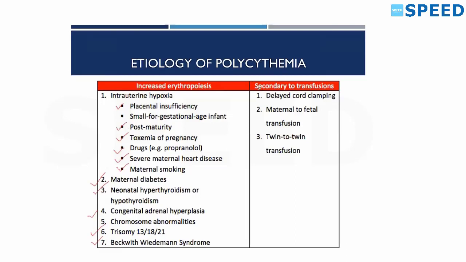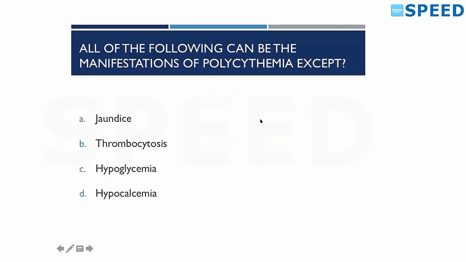Sometimes there may be polycythemia because of secondary causes. Like if you delay the cord clamping, the amount of blood transfused from the mother to the baby is going to be more, and there will be polycythemia. Maternal to fetal transfusion and twin to twin transfusion, these issues which are going to happen in twin pregnancies can also be a cause or etiology of polycythemia. So this is in brief regarding etiology of polycythemia. Now we go to the clinical manifestations of the baby with polycythemia.